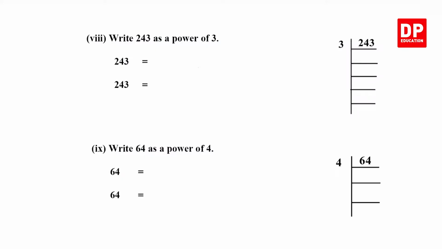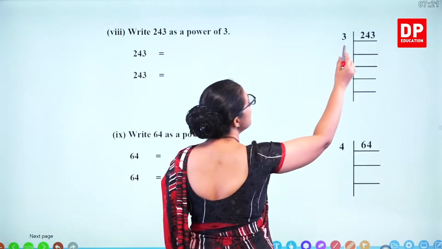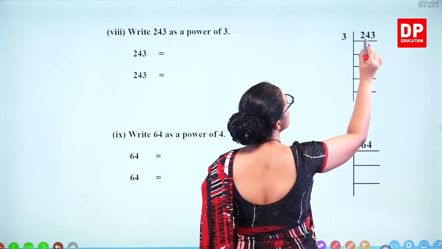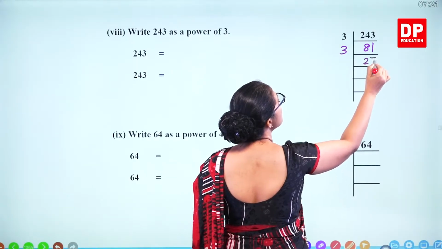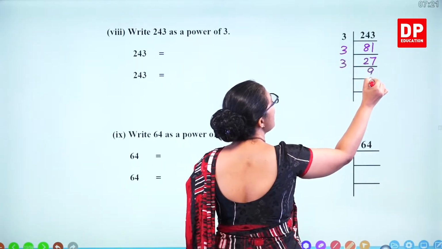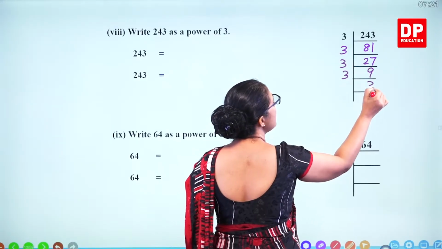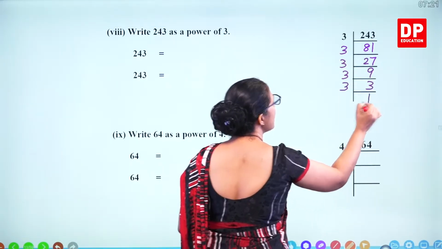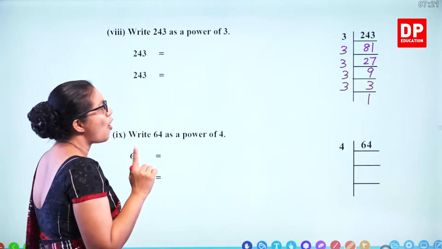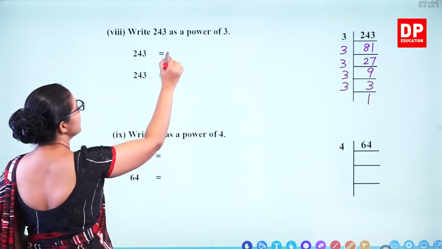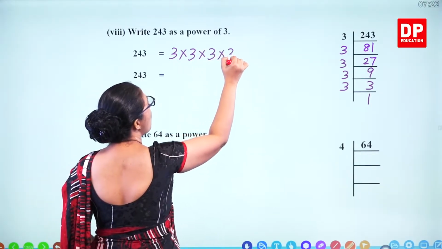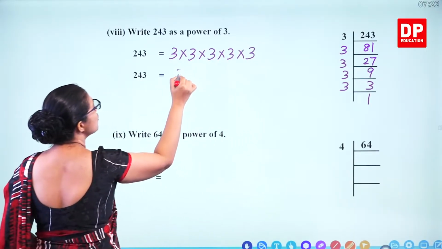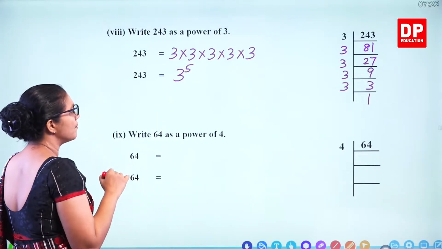Write 243 as a power of 3. Divide by 3. 3 times 8, 24 and 1. 3 times 27. 3 times again 9. Divide by 3 again, 3, and divide by 3 again, 1. So how many 3's are there? 5. 1, 2, 3, 4, 5. 3 to the power of 5.